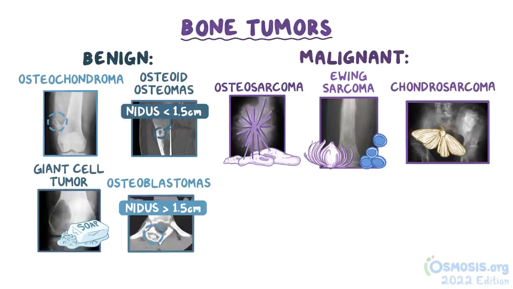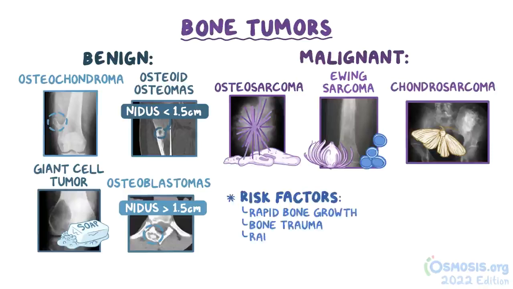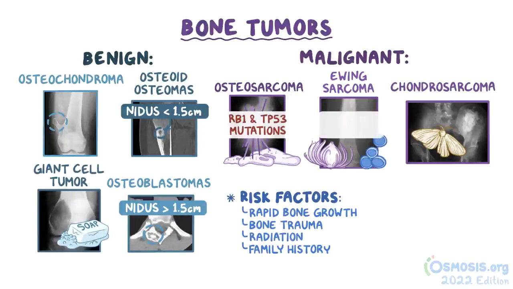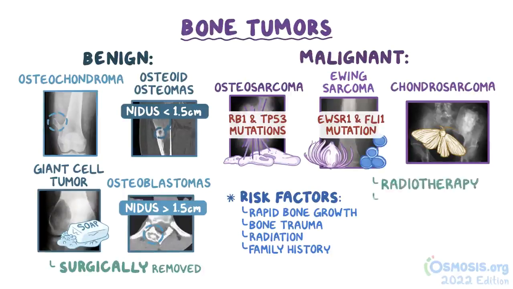There are no known causes of the bone tumors, but among risk factors we have rapid bone growth, bone trauma, exposure to radiations, and positive family history of bone tumors. Osteosarcoma is linked to RB1 and TP53 gene mutations, while Ewing sarcoma is thought to arise when there are EWSR1 and FLI1 gene mutations. Benign tumors can be surgically removed if they're causing symptoms, while the treatment for malignant tumors requires radiotherapy, chemotherapy, and surgery.